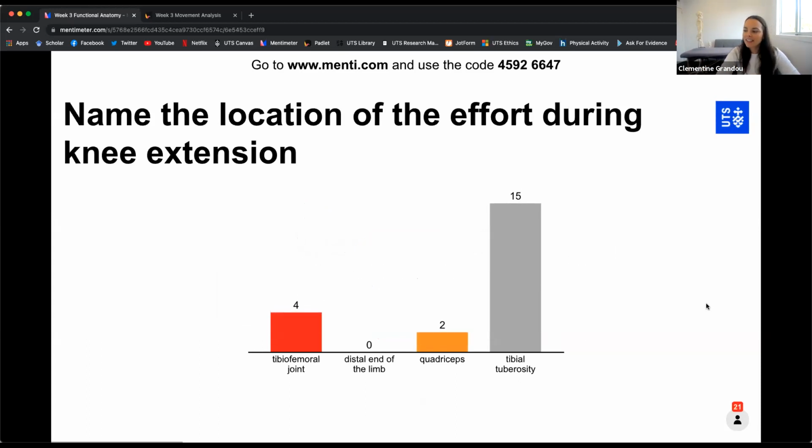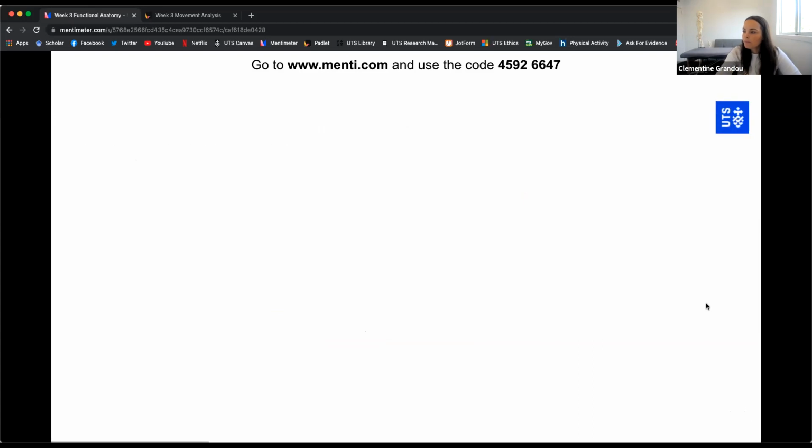Yeah, exactly. It's the tibial tuberosity. Very good. So remember, it's the quadriceps that contract, but it's the exact point of the insertion of the quadriceps that we're interested in for the location of the effort. So that being the tibial tuberosity. Remember, tibiofemoral joint. Whenever you see joint, it's not going to be the effort. Joints are always fulcrums. So that's a good tip to help remember that one.